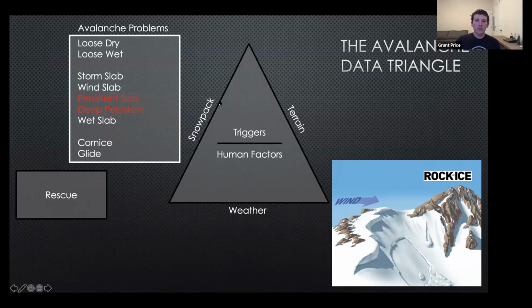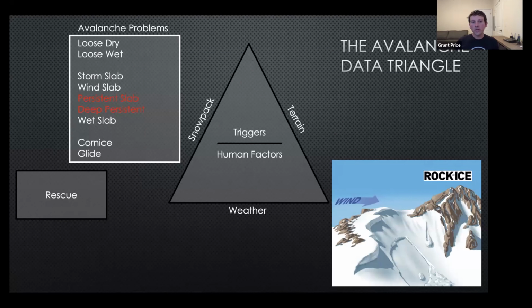So now let's talk about the snowpack. Really what we're worried about in the snowpack is weak layers. Where those come from are differences in layers that we get in the snowpack through seasonal storm events, and then the interfaces in between those layers. What that all boils down to is, do we have layers of strong snow versus layers of weak snow?